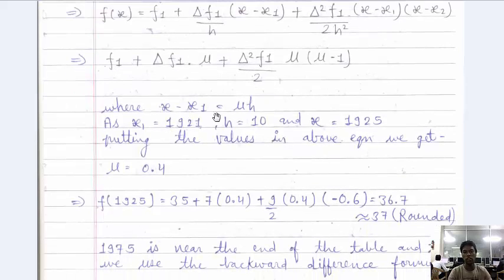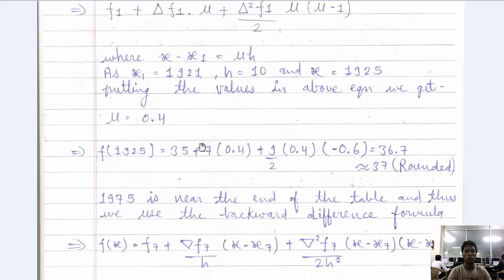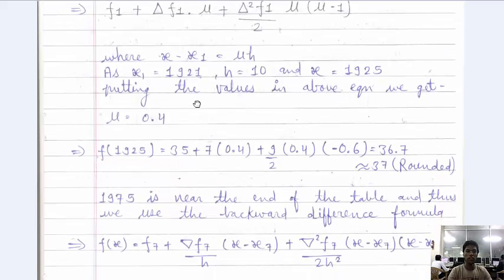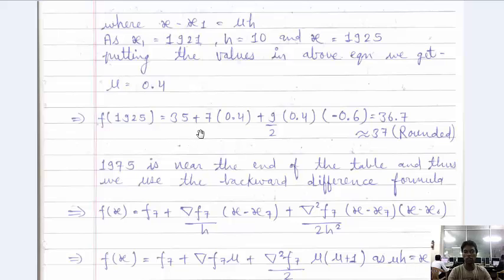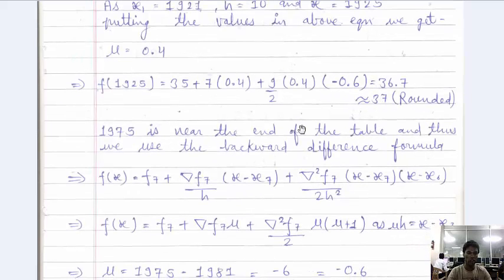Here x1 is equal to 1921, h is equal to 10 and x is equal to 1925. Putting the values in the above equation, we get u is equal to 0.4. Then f(1925) is equal to 35 plus 7 into 0.4 plus 9 by 2 into 0.4 into minus 0.6. Answer is 36.7, approximately 37 rounded.